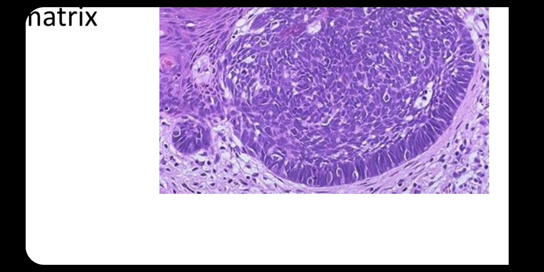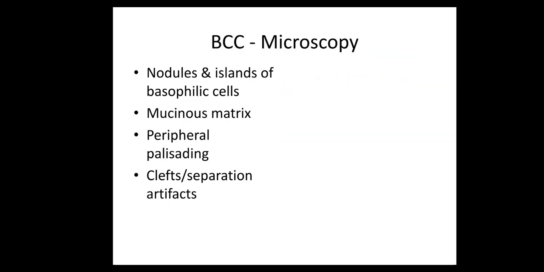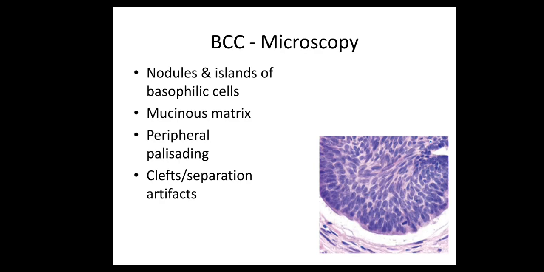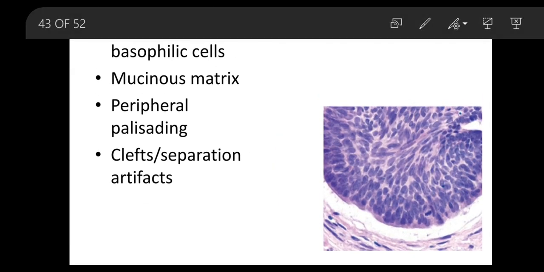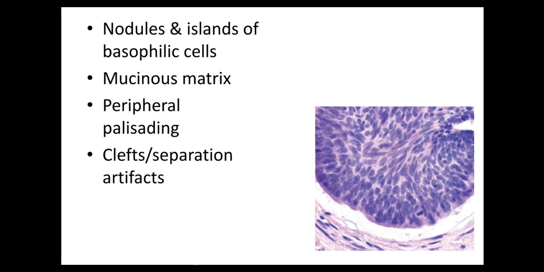It is nothing but fencing. If you remember how a fence is, that is a back to back arrangement. That is how this is arranged. That is called peripheral palisading. And then you have cleft or separation artifact. I'll show you the next picture, where you can differentiate. There is a space here, right? This is the separation artifact.